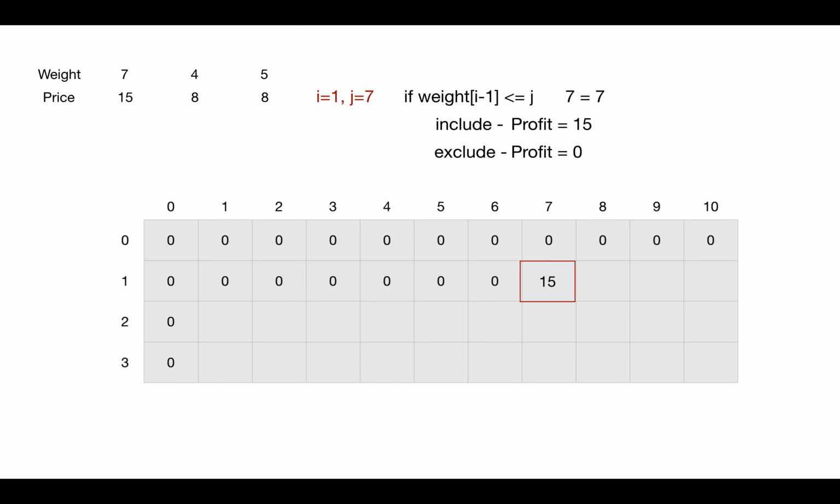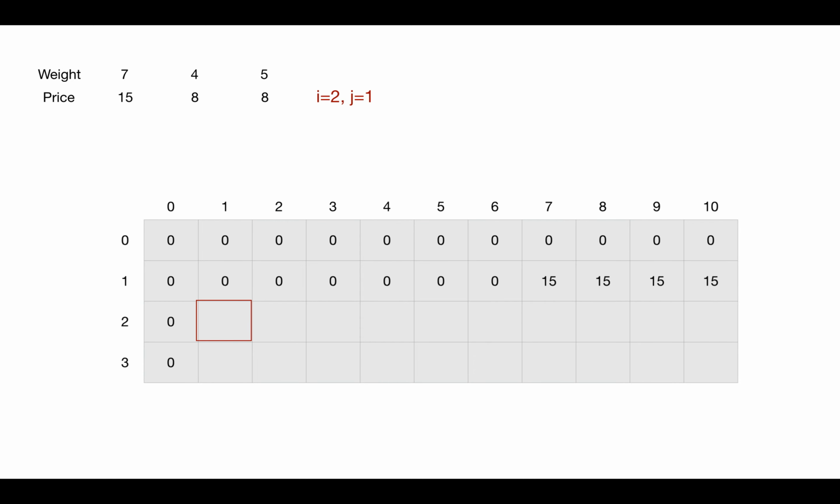Similarly, we check for capacity 8, 9, 10 for item 1. The max profit for all these subproblems will be 15. Now the next iteration. When we check for the second item in the knapsack, first for capacity 0, that will be 0. Next, we check if the i minus 1th element can be added in the knapsack. We can see the second item has weight 4, so it cannot be added in the knapsack. Hence we exclude it, and then we check the profit for the remaining items with capacity 1, that is 0. So we update it with 0.